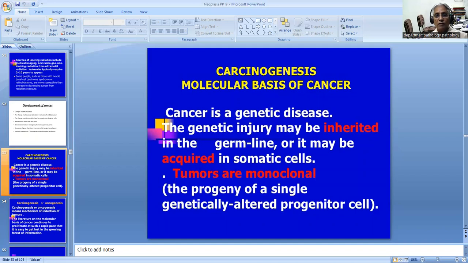So what is the molecular basis of carcinogenesis? Cancer is a genetic disease. Genetic injury may be inherited in the germline or it may be acquired in somatic cells, and these tumors are monoclonal, progeny of a single genetically altered progenitor cell.